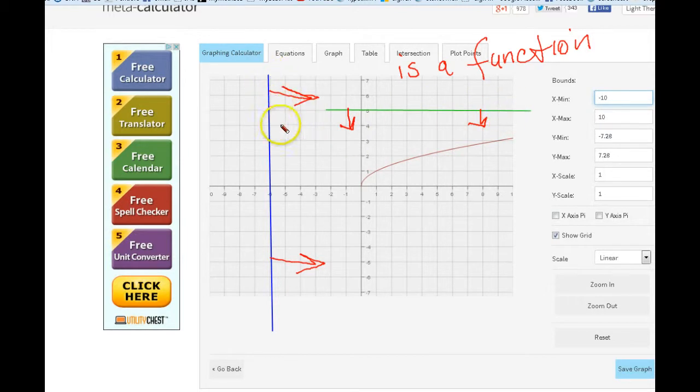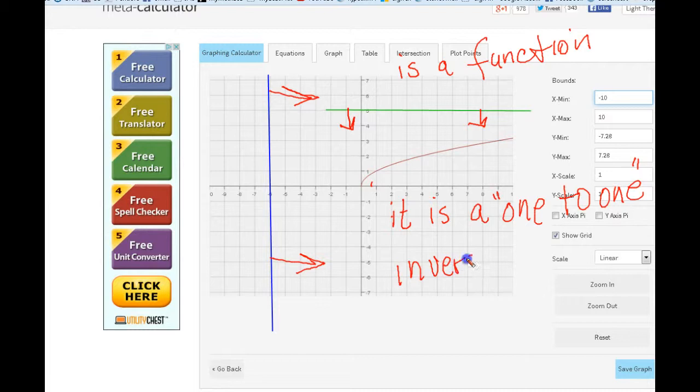Now, if it's a function this way and passes the vertical line test this way, we say it is a 1-to-1 relationship. That is, this function has an inverse. And we'll be doing some inverses here shortly.